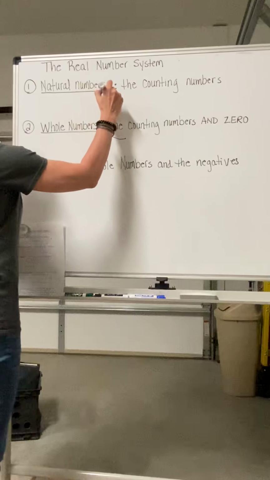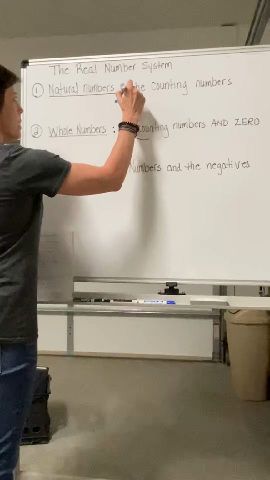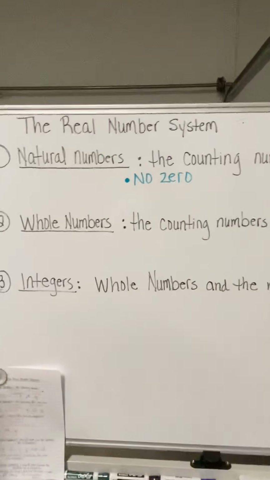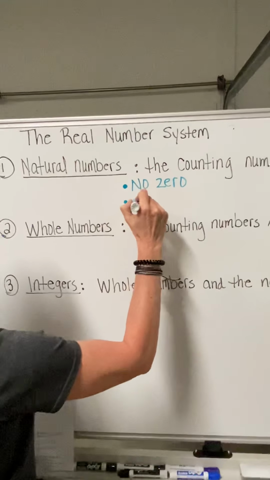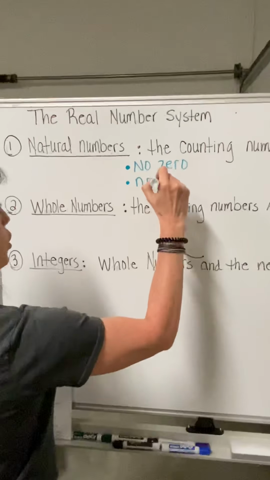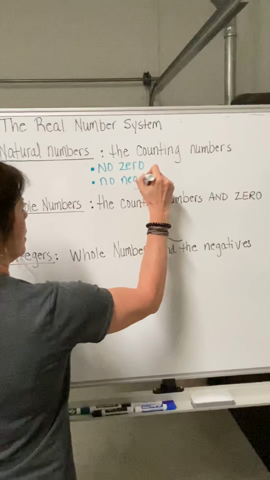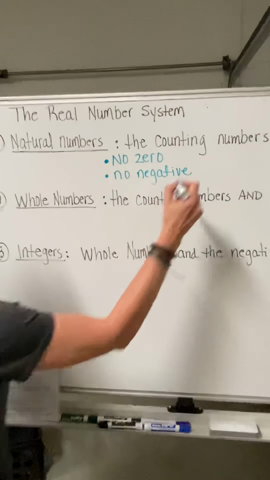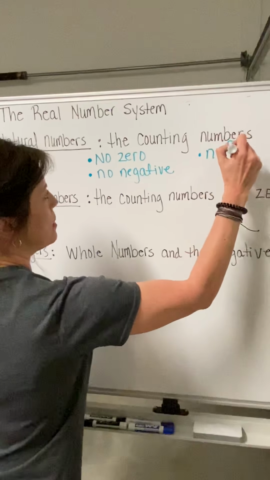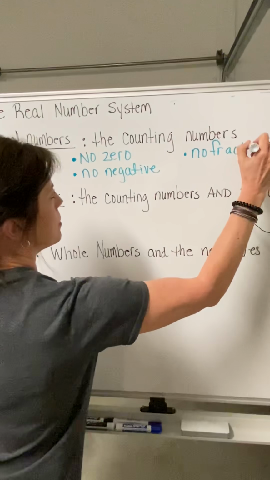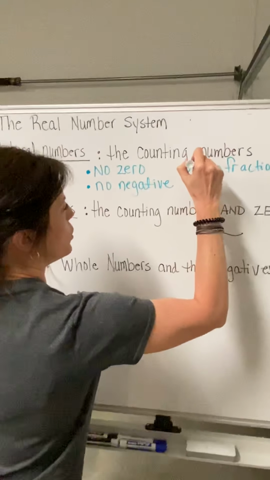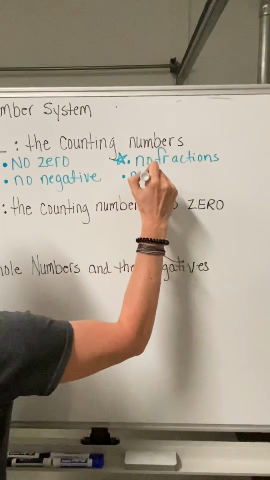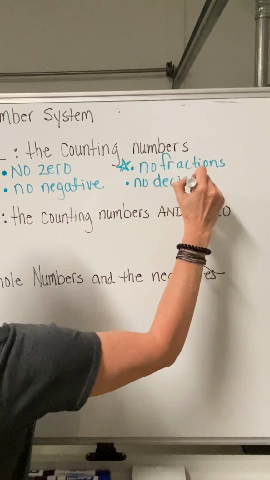So here's a couple of things that we're going to add into that besides the counting numbers. There is no 0 in the counting numbers. The other important point for this, there are no negatives. If you were going to count from 1 to 100, you wouldn't include any negative numbers. There are no fractions, but I'm going to elaborate on that just a second. And there are also no decimals. So we're talking about just whole numbers.